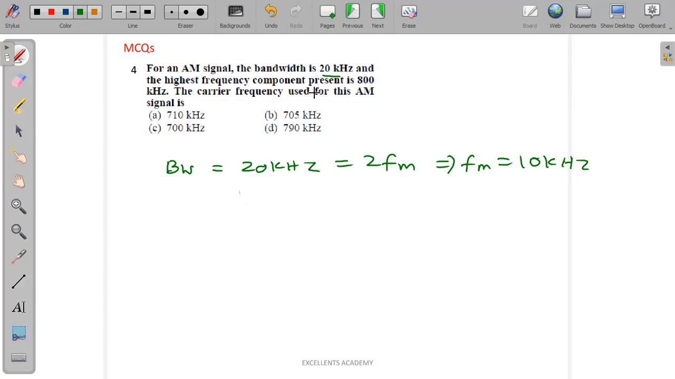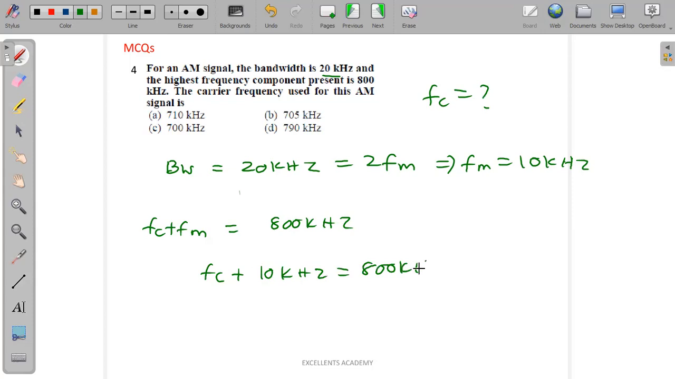And here they ask for the carrier frequency FC used in this AM. What is given is the highest frequency component, that is FC plus FM, which is 800 kilohertz. Now we know FM, right? So FC plus 10 kilohertz is equal to 800 kilohertz. So FC is equal to 790 kilohertz. So 790, option D.